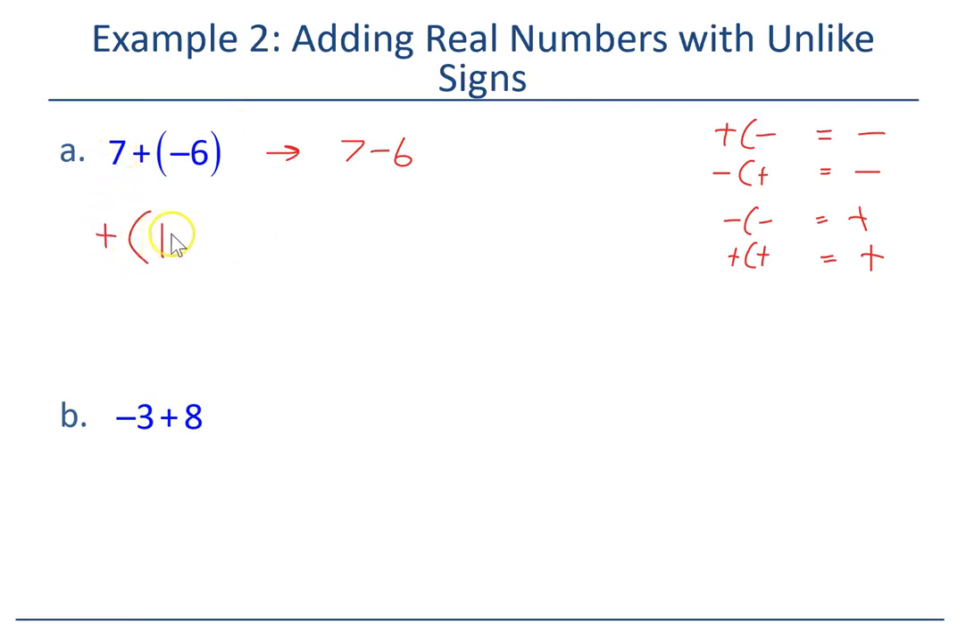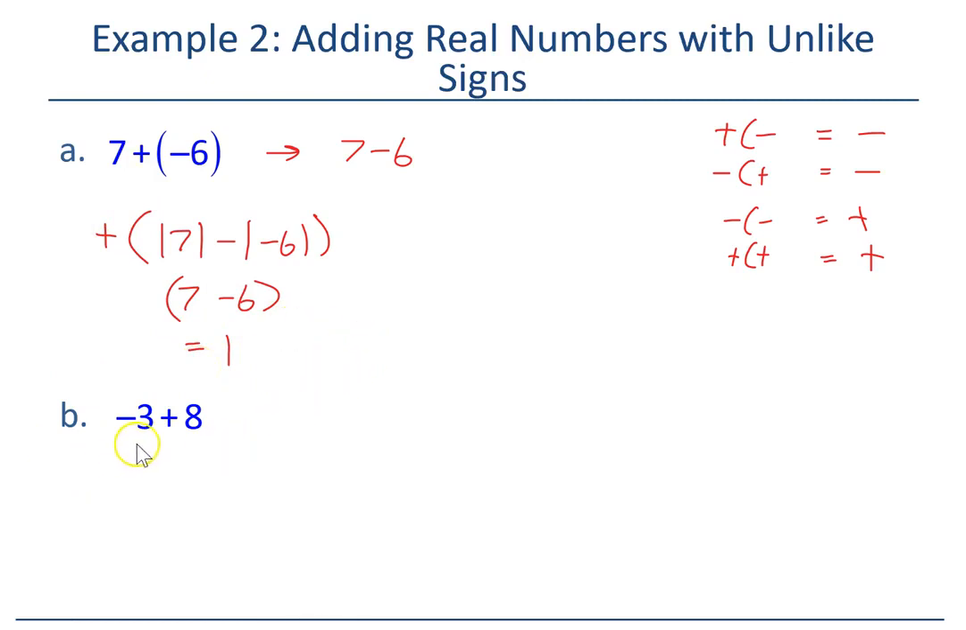And inside here, I'm going to have the absolute value of 7 minus the absolute value of negative 6, which is going to give me 7 minus 6 all inside here. And then you get 7 minus 6, that's just going to equal 1. And notice it's a positive, so we're just going to keep the 1 there.